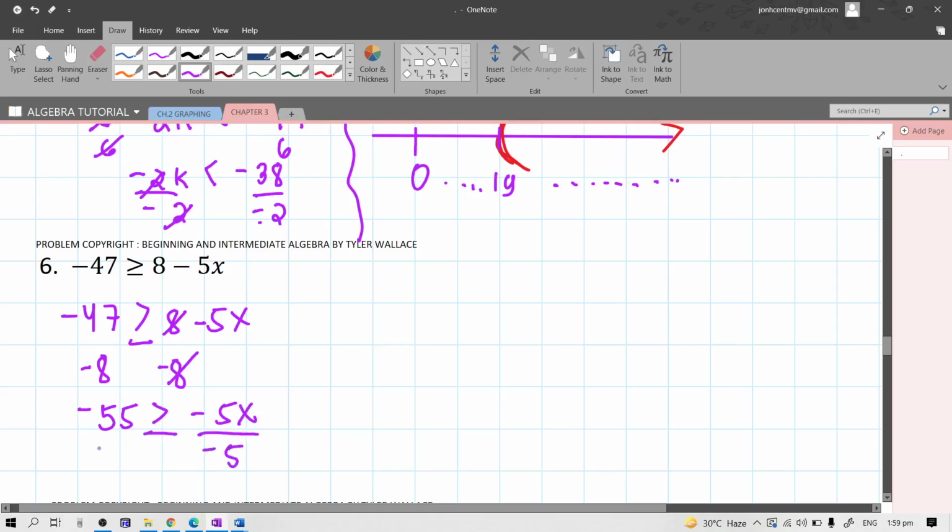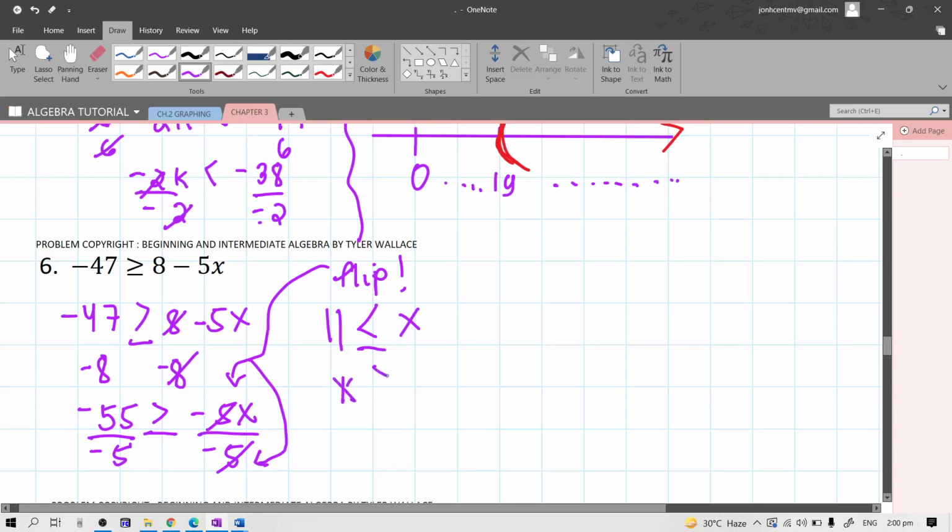Divide mo both sides by negative 5. Okay? Cancelled, cancelled. And you will have 11 is less than or equal to x. Remember, flip. Since ito ay negative. Okay? Flip. Kaya magiging 11 is less than or equal to x. Okay? And, to rewrite this properly, magiging x is greater than or equal to 11. So, this is the final inequality.